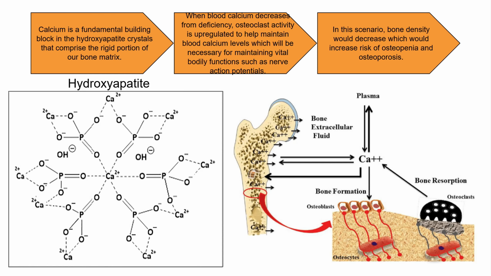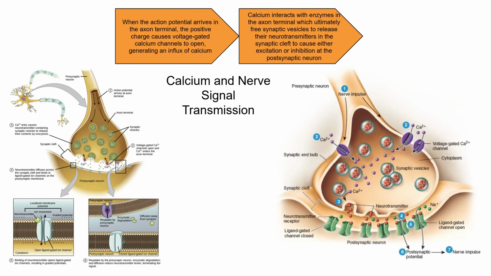Right, this is a calcium video, so you knew this was coming. This is the bone formation slide. So as many of you know, calcium is a fundamental part of the building block of bone, which is hydroxyapatite crystals, which you can see on the bottom left of the slide. Hydroxyapatite comprises the rigid portion of our bone matrix. When blood calcium decreases from deficiency, osteoclast activity is upregulated to help maintain blood calcium levels, which will be necessary for maintaining vital bodily functions, such as nerve action potentials. In this scenario, bone density would decrease, which would increase risk of osteopenia and osteoporosis.